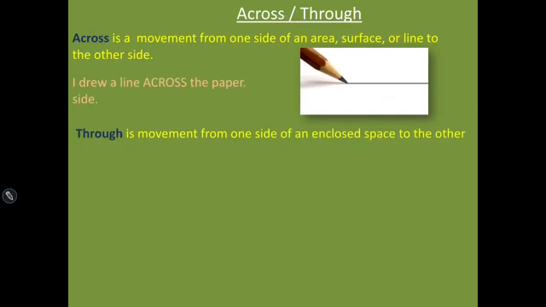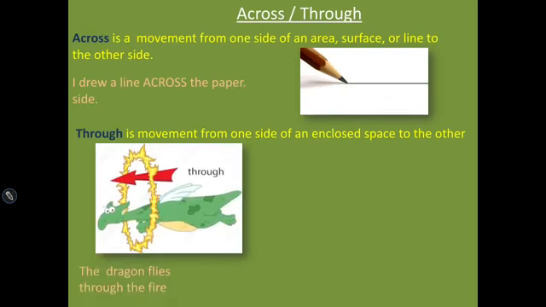Whereas through is movement from one side of an enclosed space to the other. What is an enclosed space here? An enclosed space is a place that is surrounded from all sides and has a limited area to go through. For example, in this picture you have a dragon. It flies through the fire. Here this is a circular form of fire and the dragon flies through this limited area.